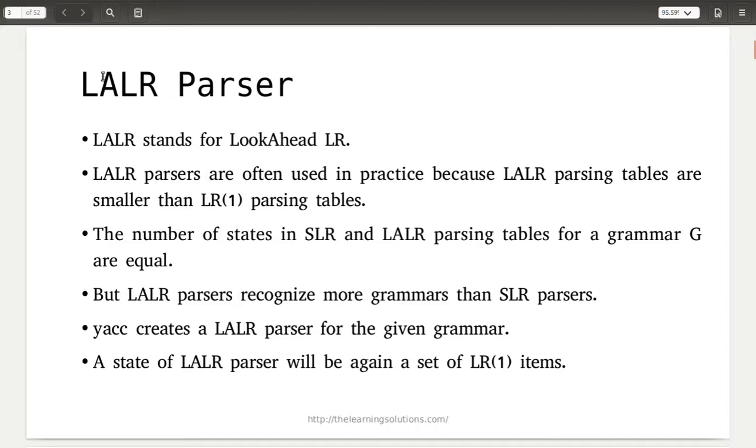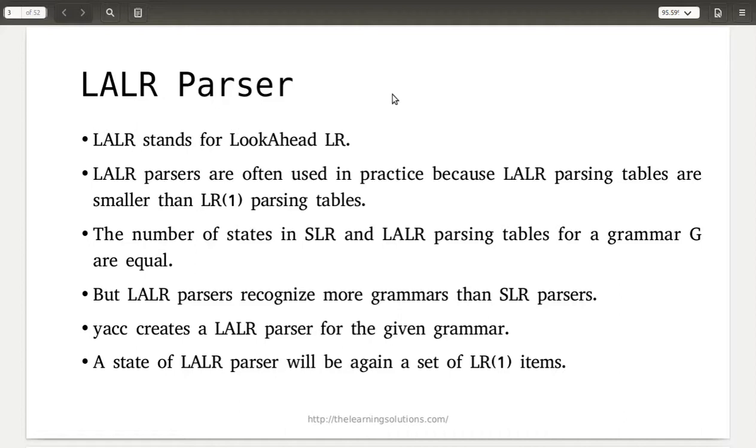In the LALR parser, the L and A stand for look ahead. That means we have a look ahead symbol in the given grammar. Based on that, we can say that the LALR parser is an extension of the CLR parser. That means the steps that you performed to construct the CLR parsing table, we have to repeat the same steps in the creation of the LALR parser.